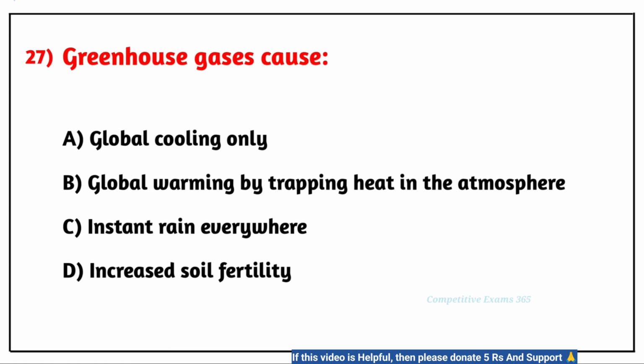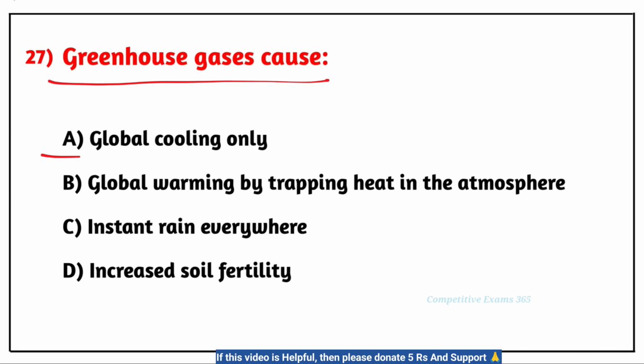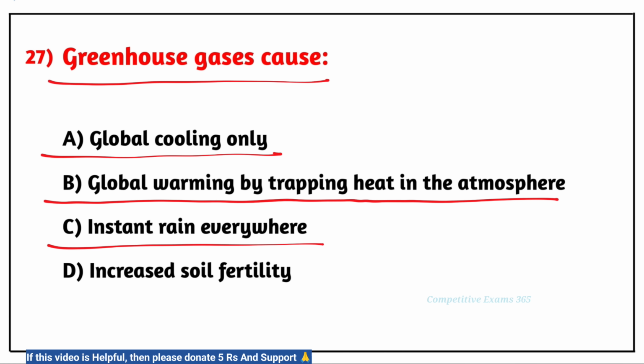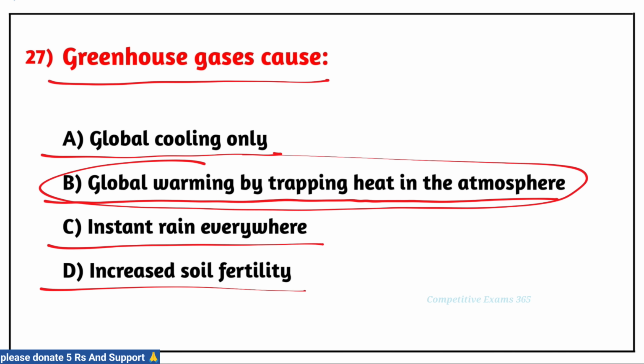27th question. Greenhouse gases cause. Option A, global cooling only. Option B, global warming by trapping heat in the atmosphere. Option C, instant rain everywhere. Option D, increased soil fertility. Option B, global warming by trapping heat in the atmosphere, it is the correct answer.